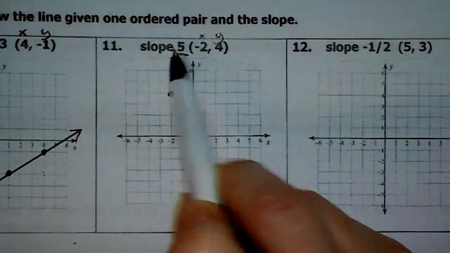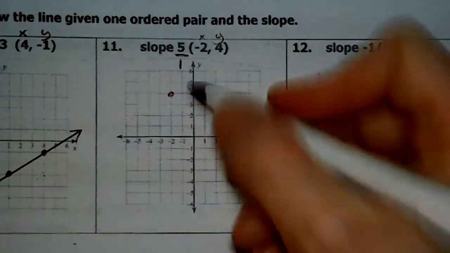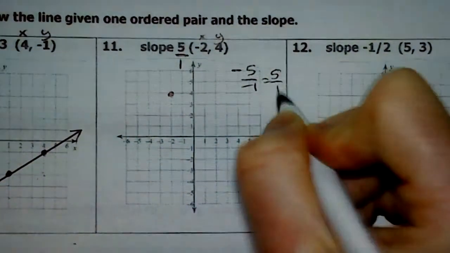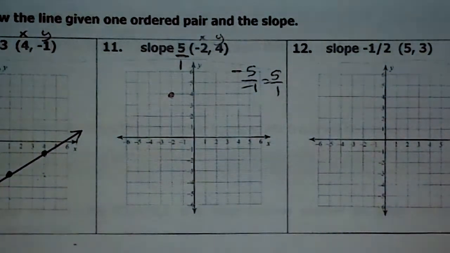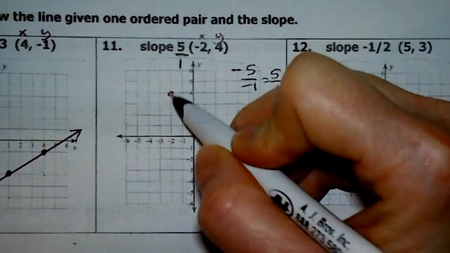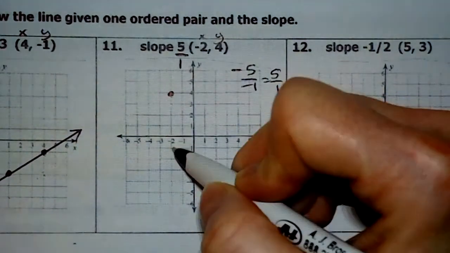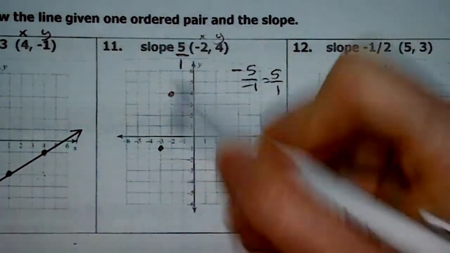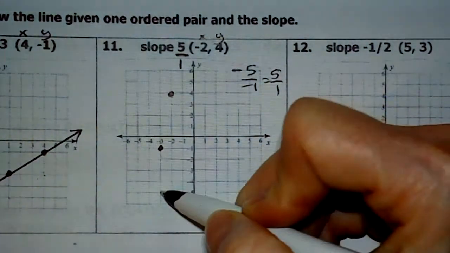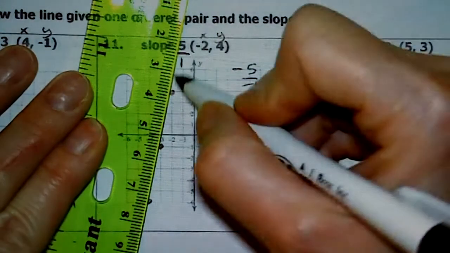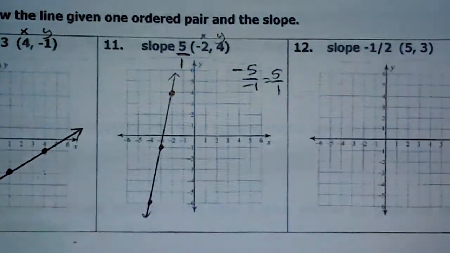Can you go up 5, right 1 on this graph? No, but remember that a -5 over a -1 equals a +5 over a +1. They simplify to the same thing. So instead of going up 5, right 1 where I don't have room, I can go down 5, 1, 2, 3, 4, 5, and left 1. Positive slope means I should have a line that's going up. 1, 2, 3, 4, 5, 1. And this line does go up. That's how you can check yourself.